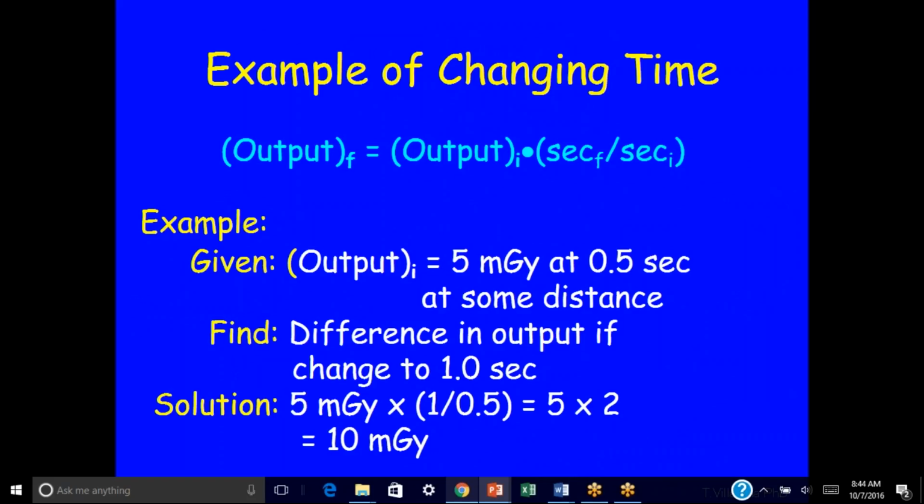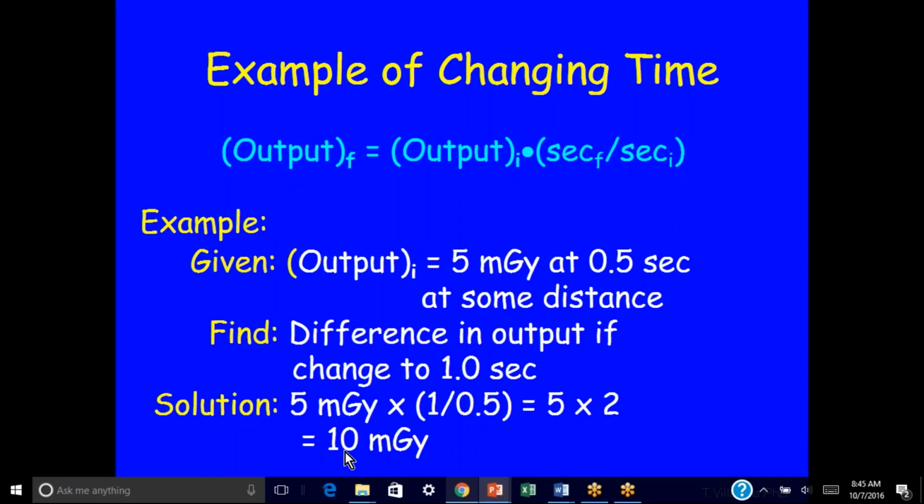Just how to make calculations. I'm going to put the equations up, but they're really very simple calculations that you can do without equations. For instance, if you have an intensity of radiation of 5 milligrays at some distance, and you got that by having a half second exposure, how much would you have if you have a 1 second exposure? See, you don't need math for that. You can see right off that 0.5 to 1, you've doubled the time. Double the time, you'll double the output. Well, if you had initially 5, doubling the output will give you 10.